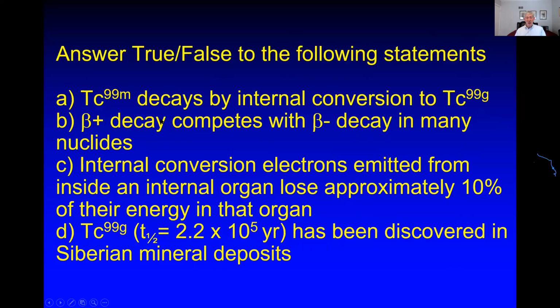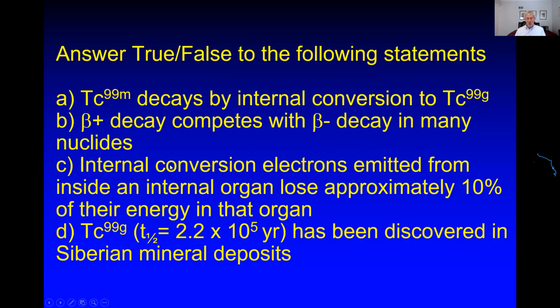More true or false. Technetium metastable decays by internal conversion to the ground state. False. Isomeric transition, IT. Beta plus decay competes with beta minus decay in many nuclides. False. Beta plus is from the neutron deficient region. Beta minus is from the neutron excessive region. It's one or the other. It can't be both. So this almost never happens where they compete with each other.